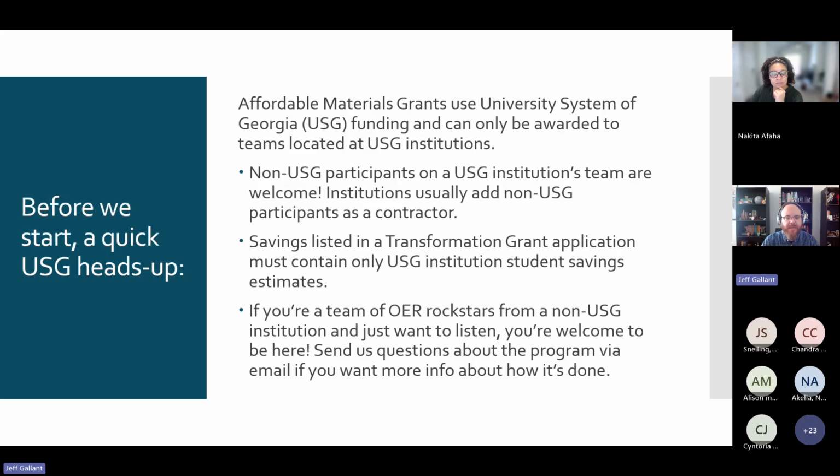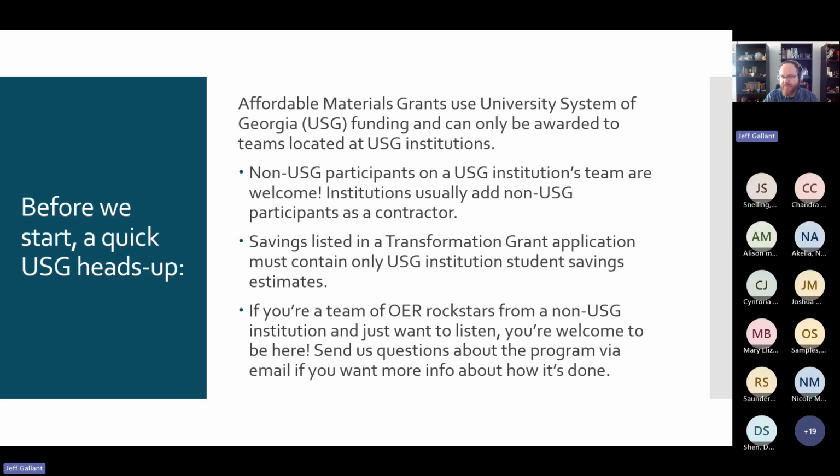That's totally fine. If you're doing a transformation grant application, and we'll get into what transformation grants are in just a little bit, but if you're listing student savings, you want to list just the student savings that affect USG institutions, because that's what these are going to be measured on for impact, and that's what these are going to be tracked on later on for data. So we are saying this has saved USG students this much over time. If that's taking place in East Texas, that's great, but that's not something that we can present as part of a USG program.